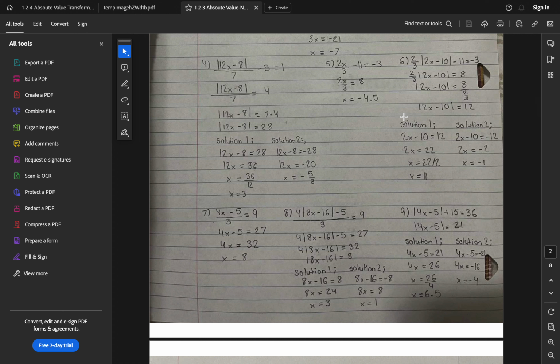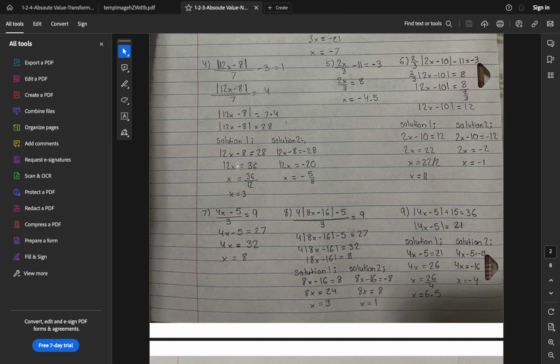For question number 4, we have absolute value 12x minus 8, absolute value divided by 7 minus 3 on the outside of the fraction is equivalent to 1. Right, so now we rearrange, we get this value right here, 12x minus 8 over 7 is equivalent to 4. Once again, rearrange, we times the fraction by 7. We get absolute value 12x minus 8 is equivalent to 7 times 4, which is equivalent to 28.